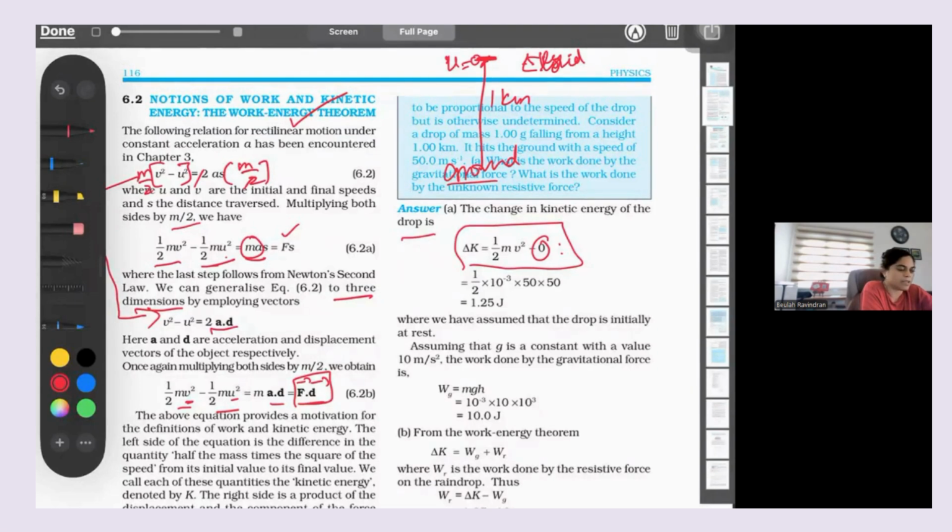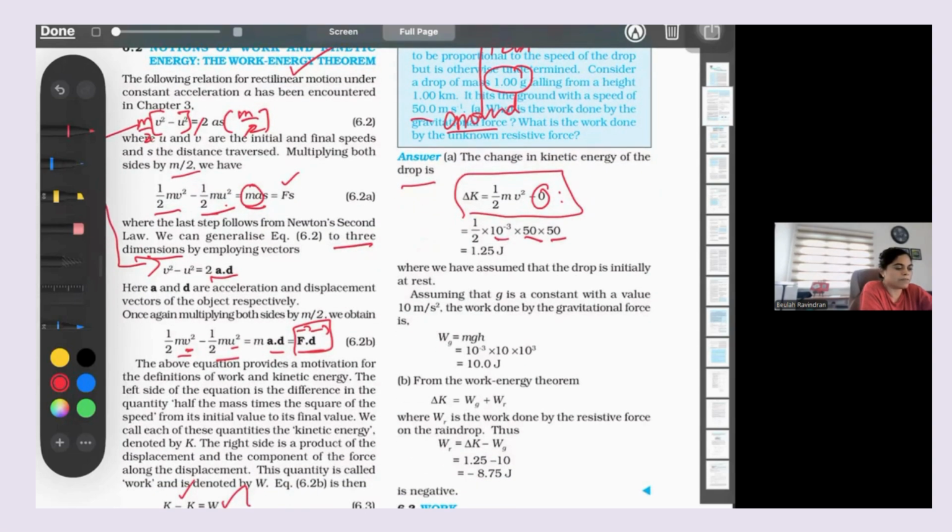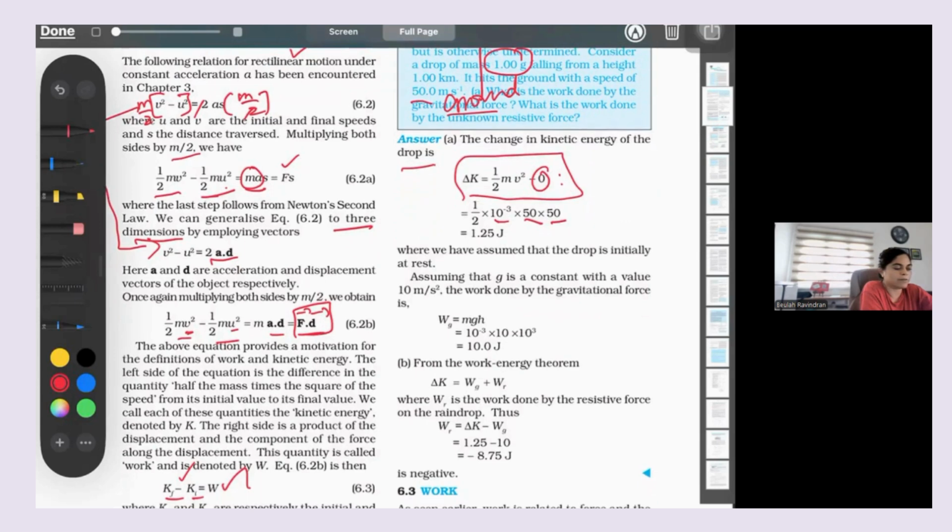The speed of a drop is given. So v square, 50 times 50. M will be 1 gram, it is given. Since it should follow SI units, gram should be converted into kilogram. So 10 power minus 3 you can put. Then what is the resultant if you multiply everything? It will be 1.25 joules.